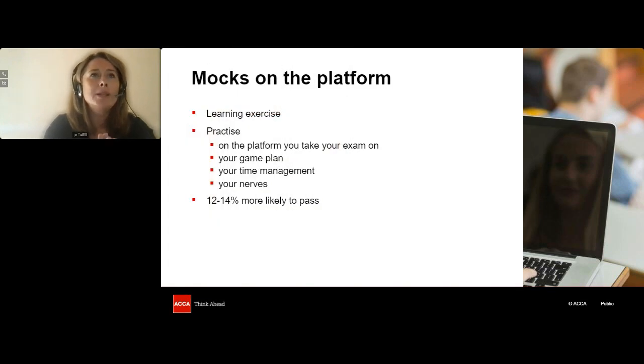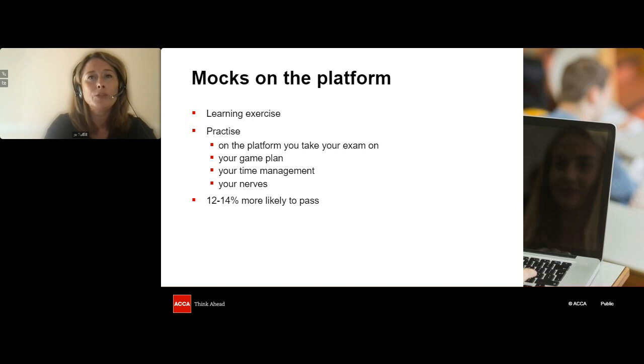So remember, this is a learning exercise. This is your chance to practice on the platform. You take your exam using this mock, practice your game plan, practice your time management, that 50-80-50 rule, and more importantly, practice your nerves. Do not do this over a day. You don't have a day to do the exam. Do it in 3 hours. Sit yourself in a room on your own with your water, with your calculator, and do it in 3 hours. And therefore, you're more likely to feel those nerves that you're going to feel in the real exam, so you can handle them.